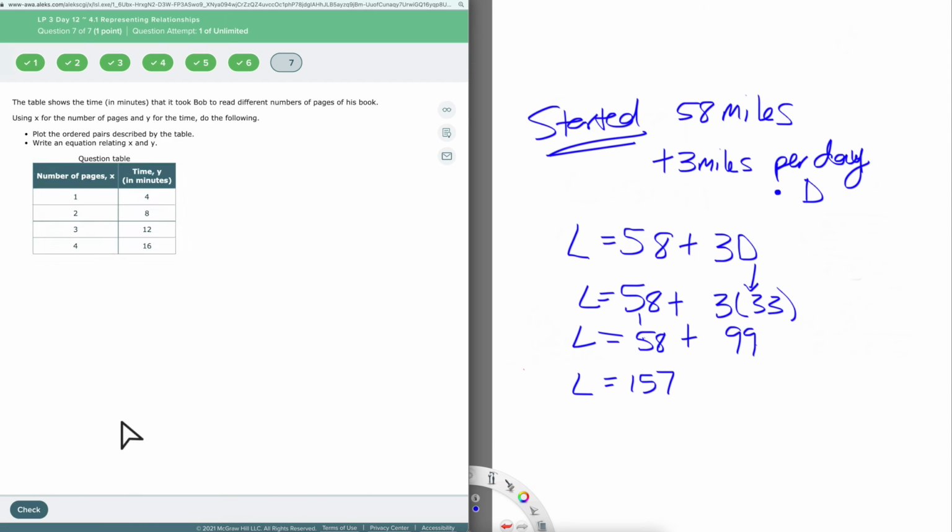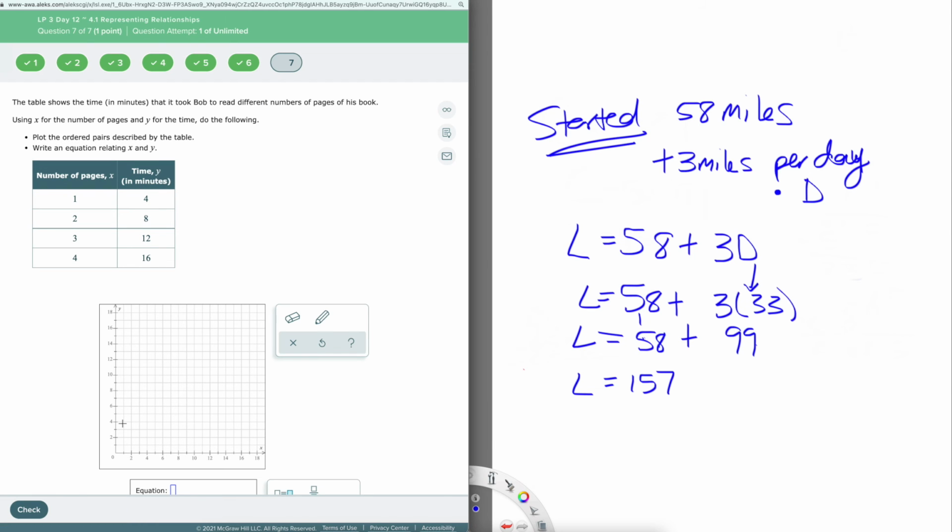All right, last one here. The table shows the time in minutes that it took Bob to read different numbers of pages in his book. Using X for the number of pages and Y for the time, do the following. Plot the ordered pairs described by the table. Write an equation relating X and Y. So it's giving us some very specific directions. Plot the ordered pairs described by the table. So let's go ahead and plot these ordered pairs.